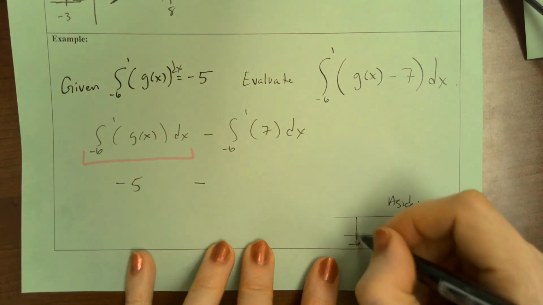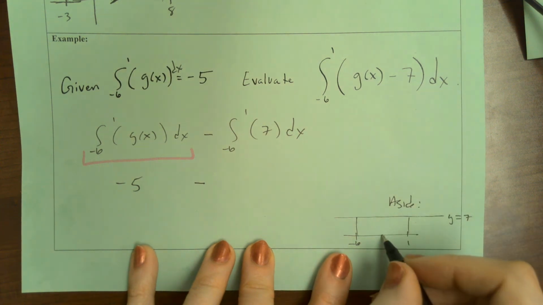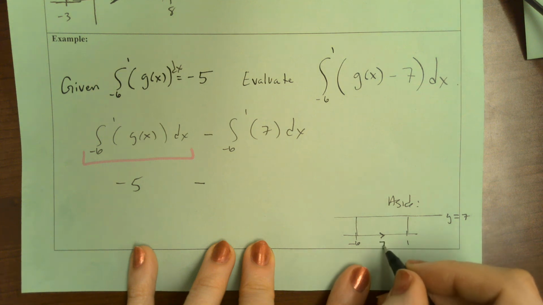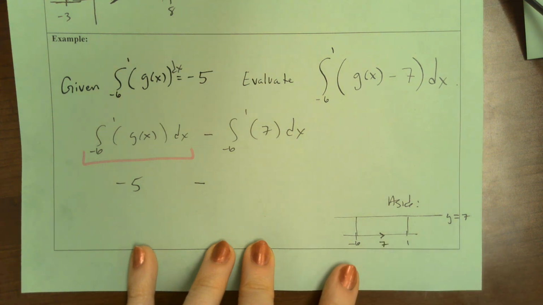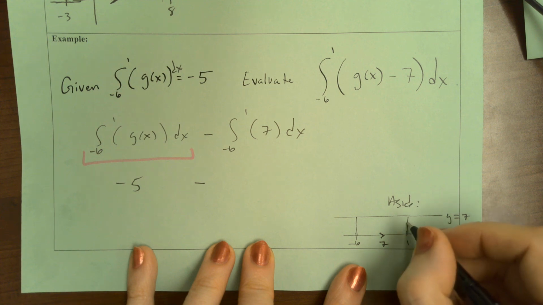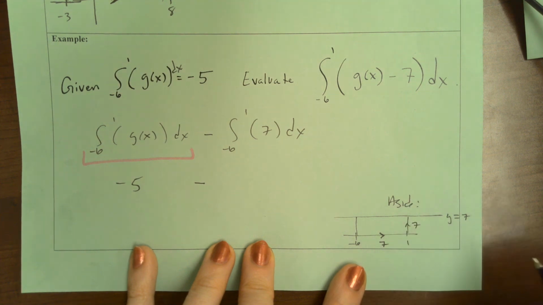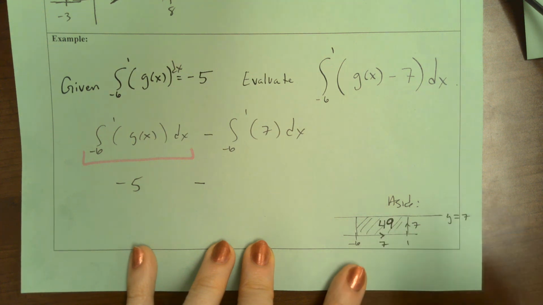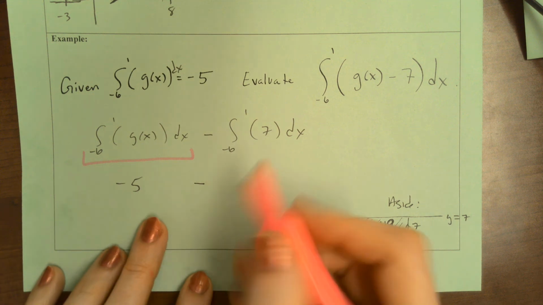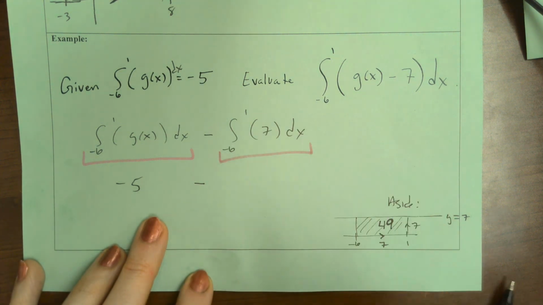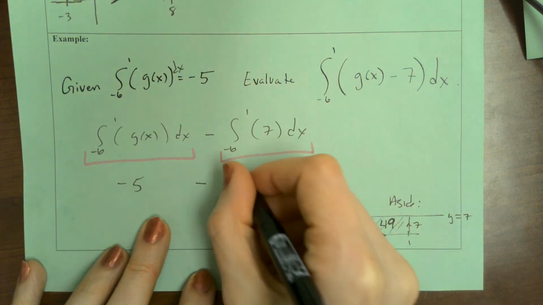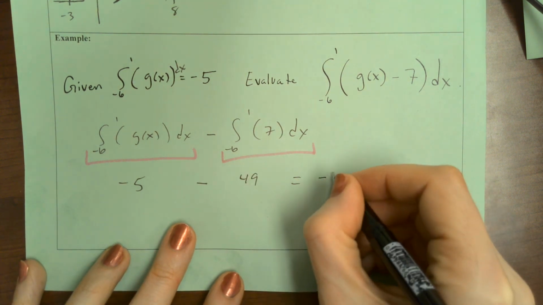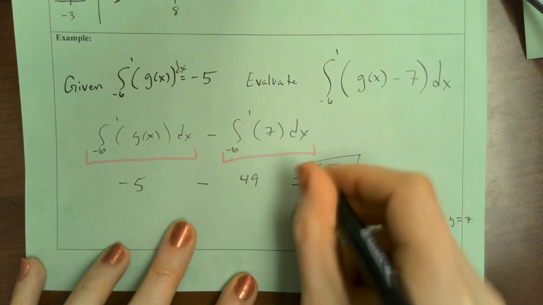And the base, we're going in the right direction, so positive base, the distance between these is 7. Or you could do 1 minus -6 if you want, that'll give you 7. And then this height is also 7, so this whole area there is 49. And that there is 49. -5 minus 49, -54. Okay.